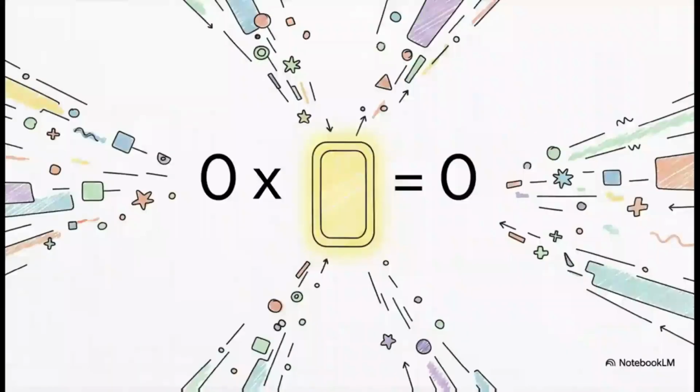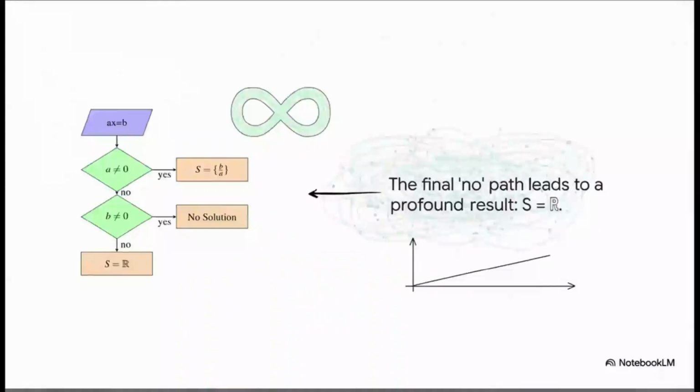All right, we have one last path to explore on our map. What if we go back to that second question and say no? This is the grand finale, the most mind-bending scenario of all. What happens if a is 0 and b is also 0? The equation becomes 0 times x equals 0. So, what number for x would make that true? Think about it. Following this last no path takes us to our final destination, and it's this weird-looking symbol, S equals R. So, what in the world is that?